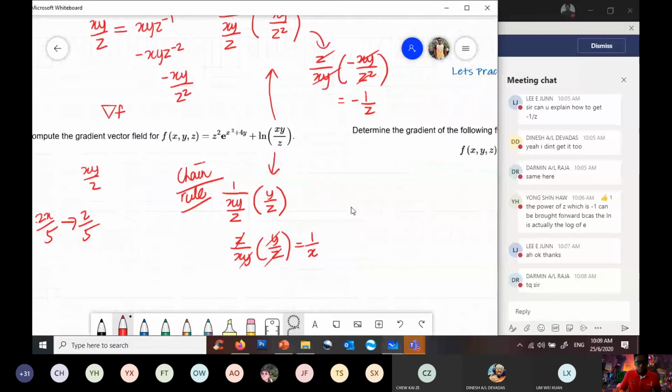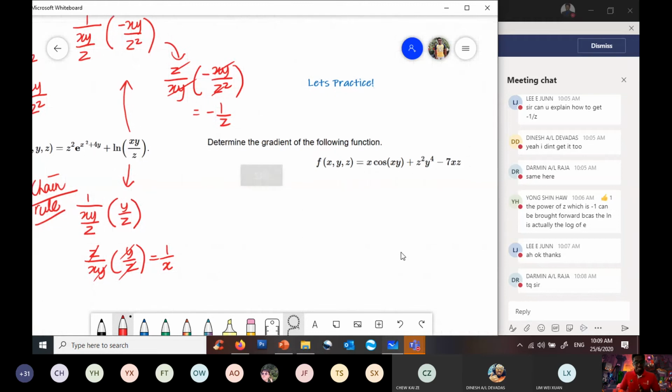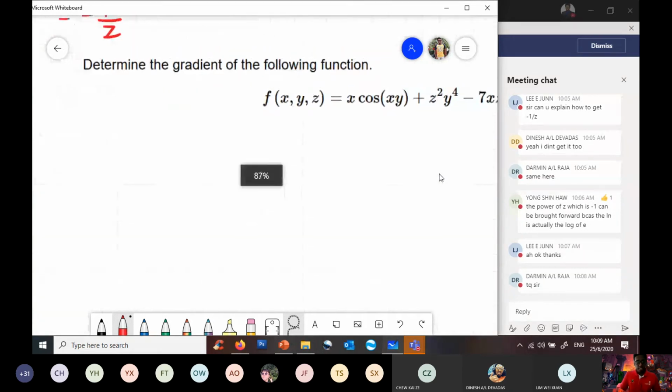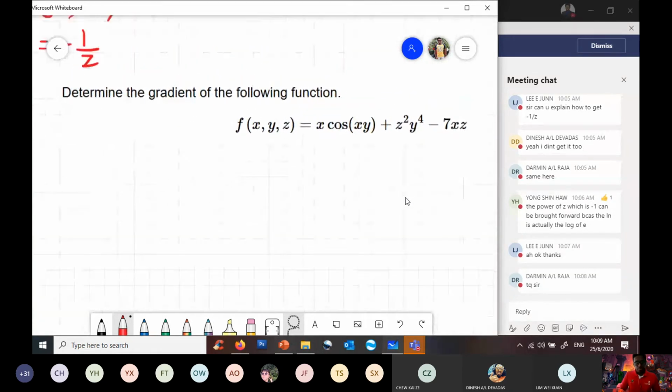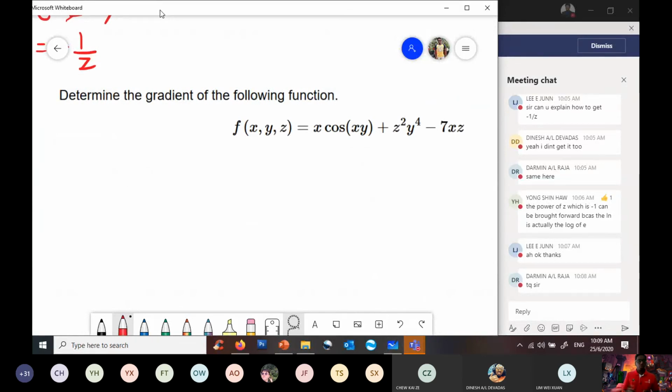Let's try one more on gradient vector, but this time around you have three variables, x, y, and z. Let's try this out. So now you don't have ln, but now you have a trigonometric function, x and cos of xy.